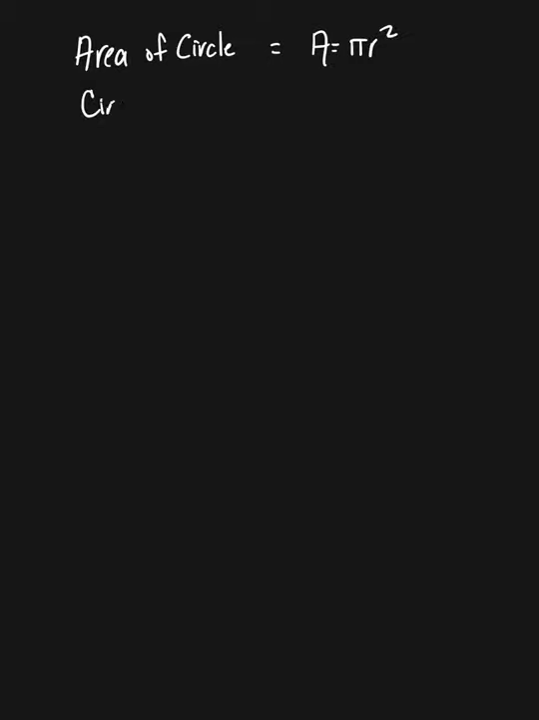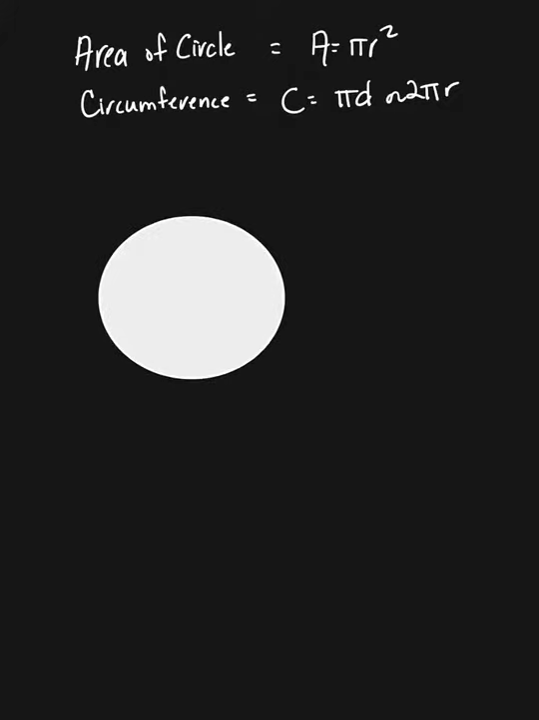Don't confuse it with the circumference, which is pi d or 2 pi r. So if we want to find the area of a circle, we need to know the diameter or the radius, or enough information to find that radius. So let's put a diameter in here of, let's call it 12. And let's say we want to find the area of this circle.